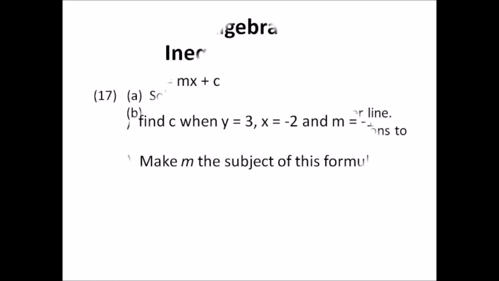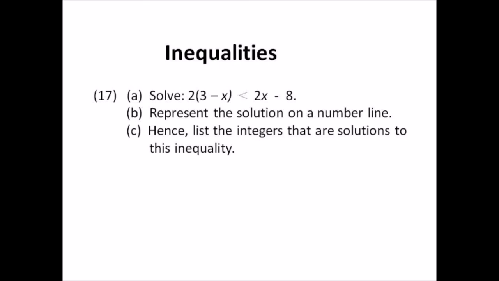Inequalities, number 17. A, solve 2 in bracket 3 minus x is less than 2x minus 8. And then you have to represent the solution on a number line and, B, hence list the integers that are solutions to this inequality. Go ahead, work it quickly, do the first part, solve it. And then use that to represent the solution on a number line.